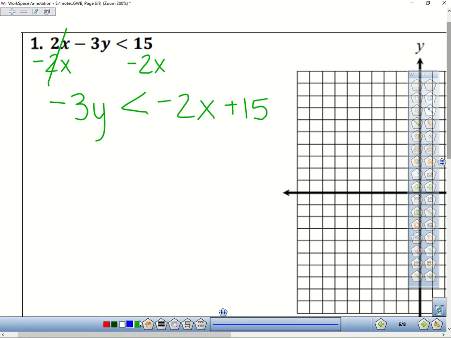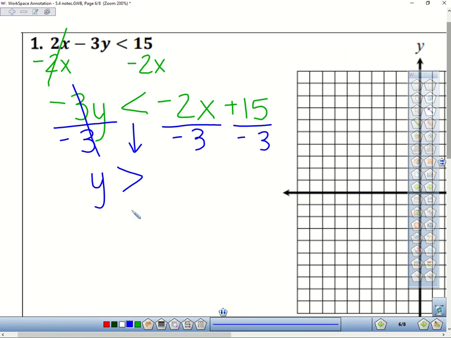Now to get the y by itself, I'm going to have to divide by what? Negative 3. Good. So we're going to divide everything by negative 3, and then simplify. So this goes away. Now what happens when you divide by a negative over an inequality? What does your inequality sign do? Flip. Yep, you always have to flip it if you divide by a negative.